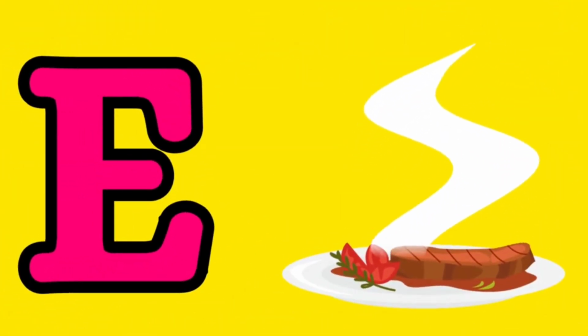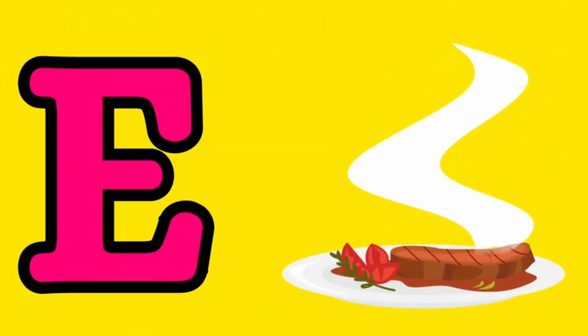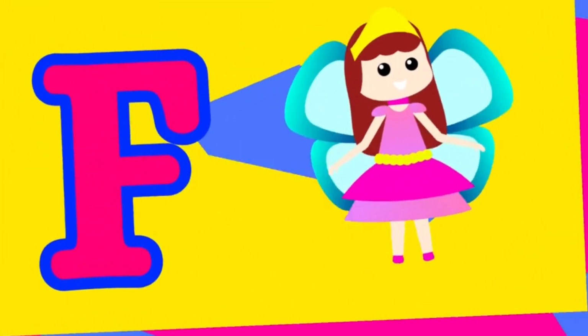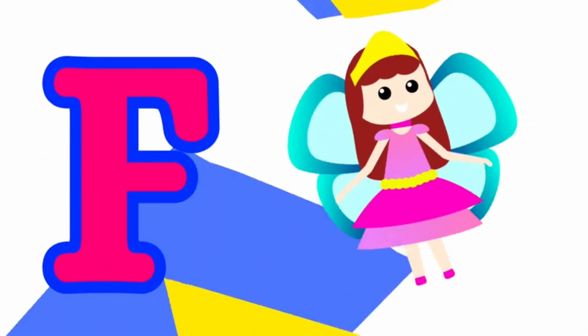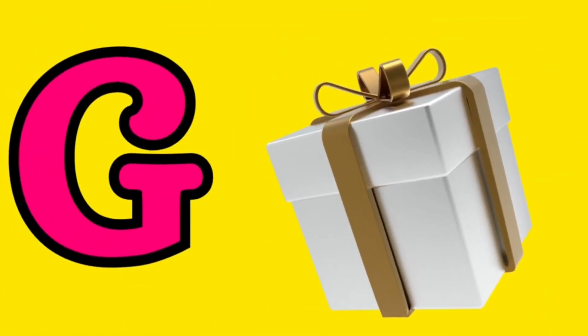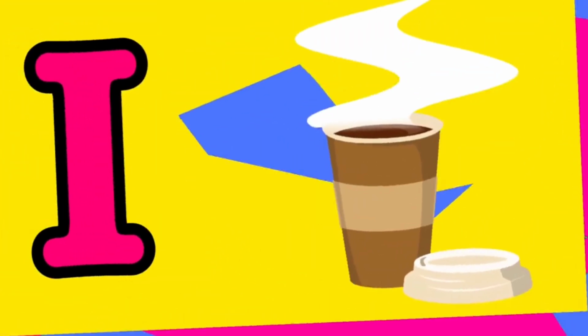E is for egg fry, A, A, egg fry. F is for fairy, F, F, fairy. G is for gift, G, G, gift. H is for heart, H, H, heart.